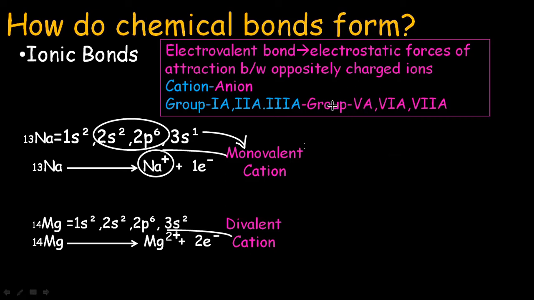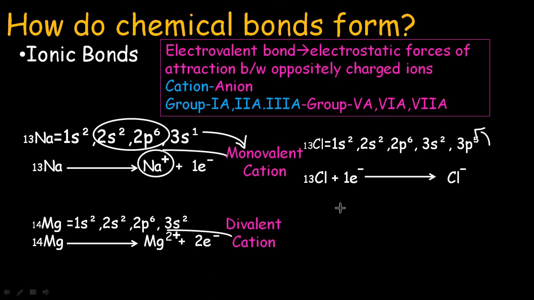Now let's talk about the anions. The group 5A, 6A and 7A atoms can form the anions. Chlorine belongs to the group 7A. It contains 7 electrons in its valence shell. For chlorine, it is very easy to accommodate 1 electron in its valence shell to get the electronic configuration of argon, that is a noble gas. So instead of losing the electrons, it prefers to gain electrons. And when it gains the electron, it becomes negatively charged because its electron number increases by 1.